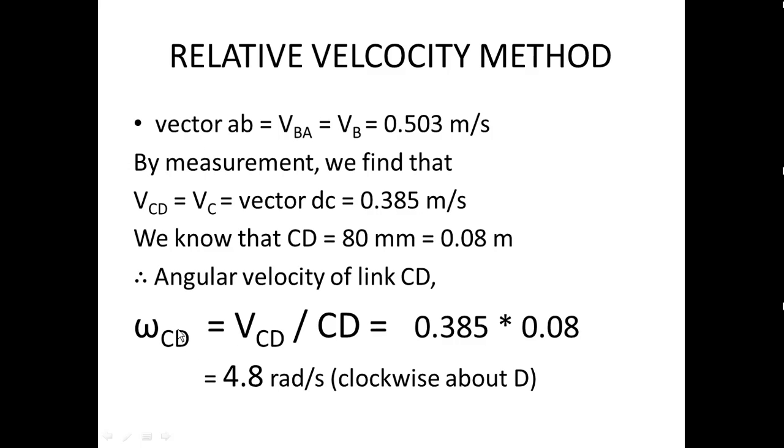What we have to find out is the angular velocity of link CD. So the angular velocity of link CD is equal to the velocity of link CD upon the length of that link. V equals R into omega, so omega will be equal to V by R, which is the velocity of link CD upon the length of link CD, equal to 0.385 divided by 0.08, which is equivalent to 4.8 radian per second. Okay, thank you.